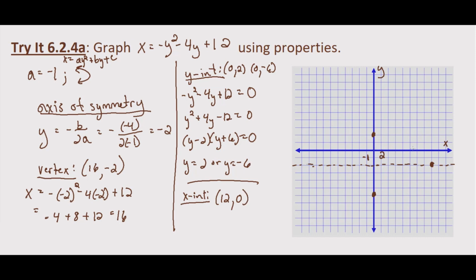So 2, 4, 6, 8, 10, 12, 0. And then that's 2 above the axis of symmetry. So we know there's going to be a point 2 below the axis of symmetry as well. So we also know that there's an additional point at 12, -4. And then we connect the dots for our horizontal parabola opening to the left. And if we wanted to check our curve, we could go ahead and check a few more inputs to verify that they do fall on the parabola that we drew for our graph.